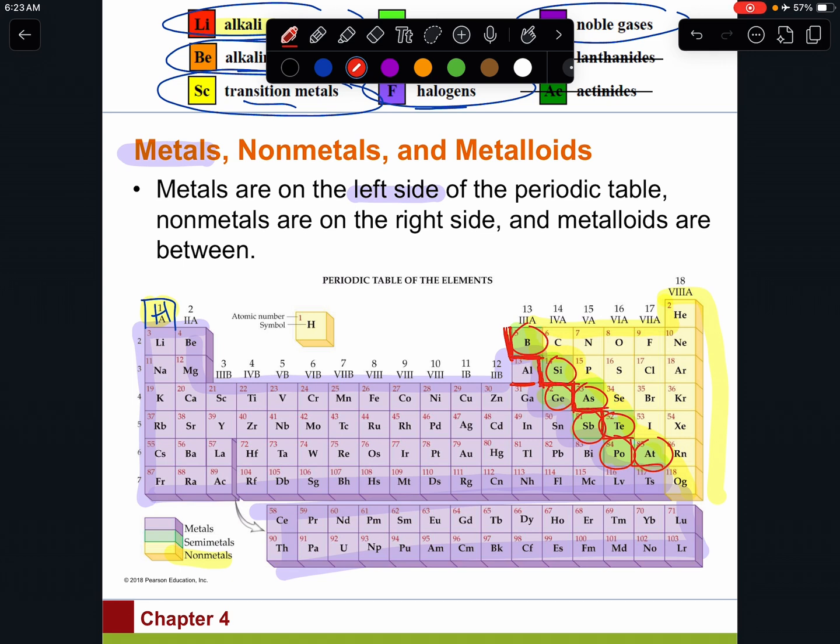I'm going to go ahead and reinforce this. So drawing this is important. The only thing that touches this that is not a metalloid is aluminum. So think of aluminum foil.